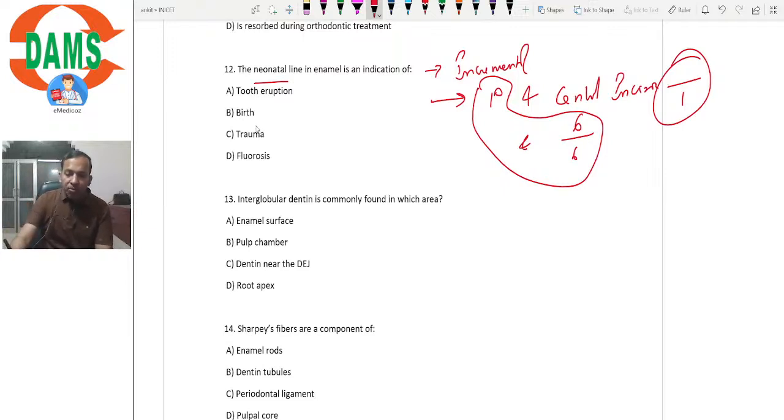So the options are tooth eruption, birth, trauma, fluorosis. So it is not fluorosis, not trauma, not tooth eruption, it has to be birth. So only the teeth which have started to form before birth and continue to form after birth will show this neonatal line. So basically neonatal line represents the moment of birth.